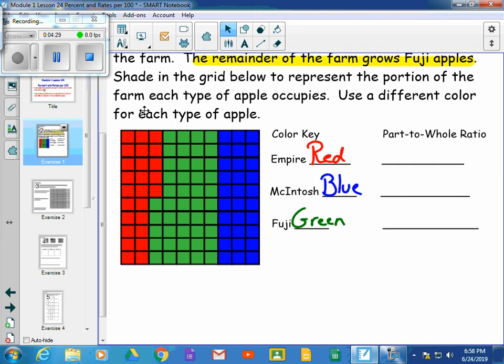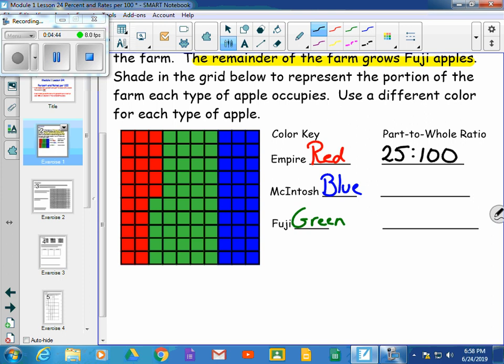Now, we need to write a part-to-whole ratio for each of those. The Empire apples were grown on 25 acres, 25 acres out of 100. 25 is the part that grows Empire apples out of 100 total acres.